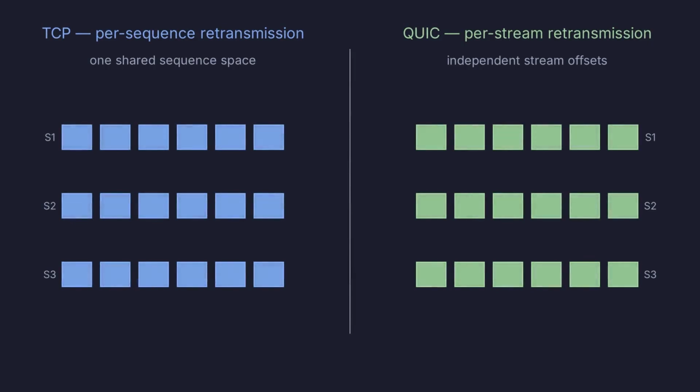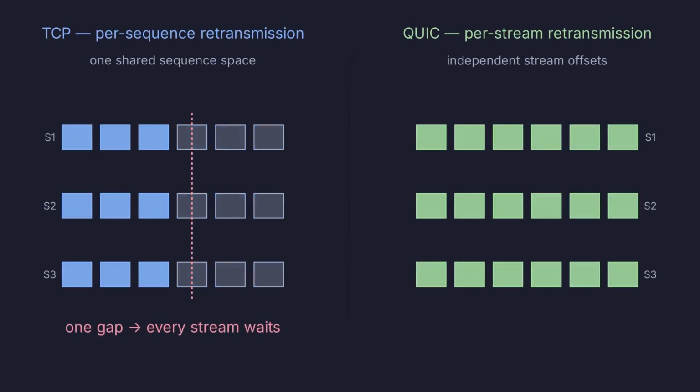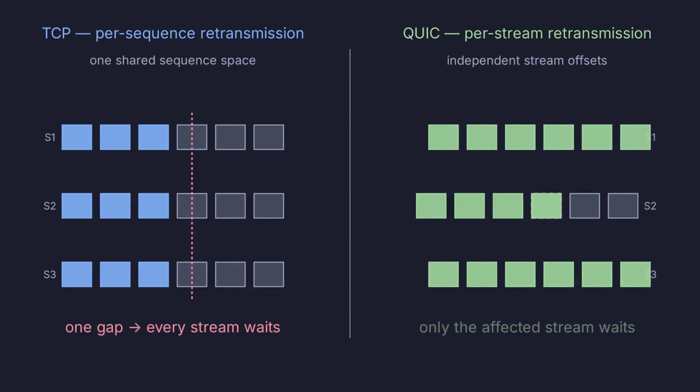QUIC also moves loss recovery to the application level. It can retransmit lost packets, not by sequence numbers that block everything, but by stream offsets. Only the gap in the affected stream needs to be filled. This is incredibly efficient.